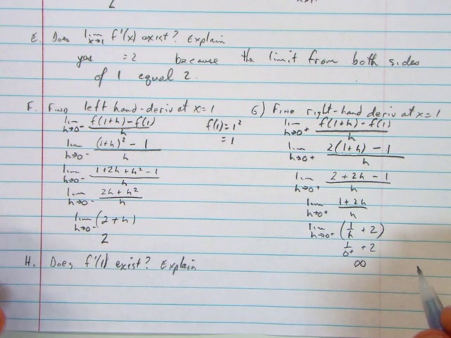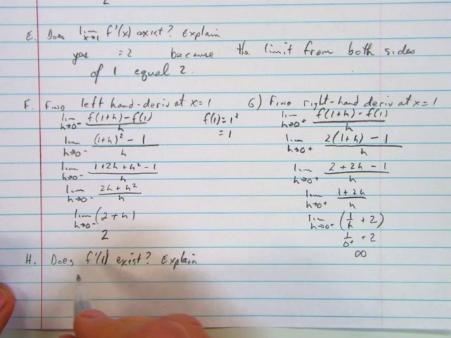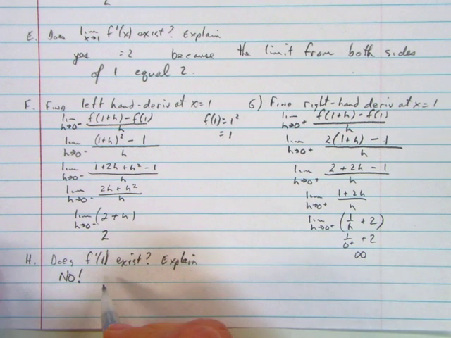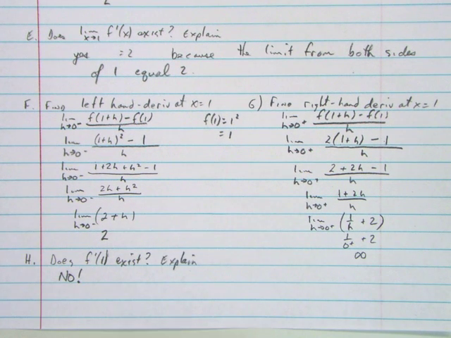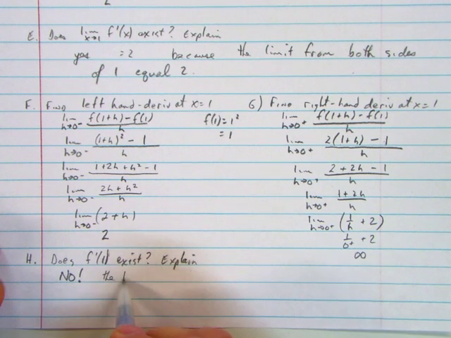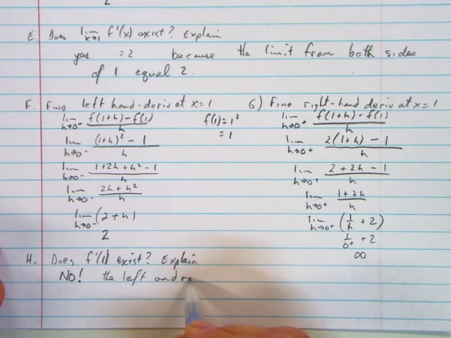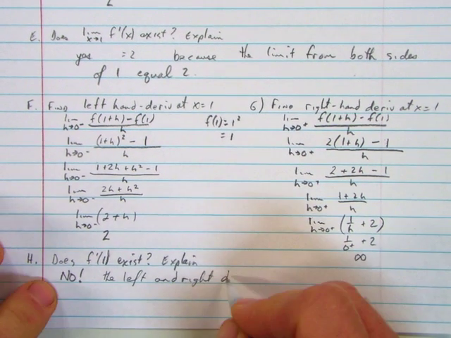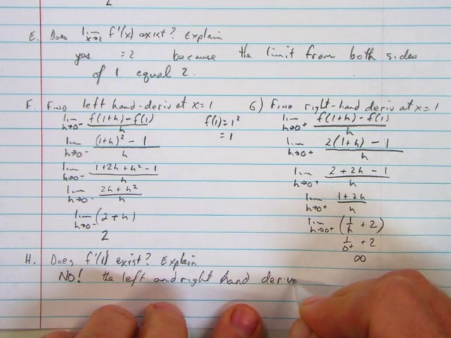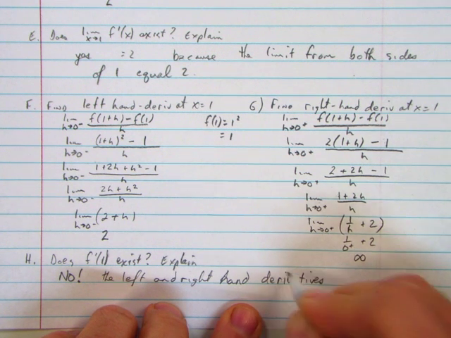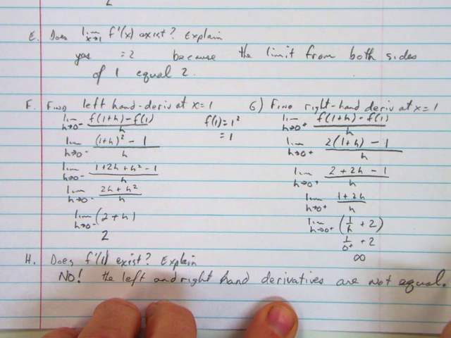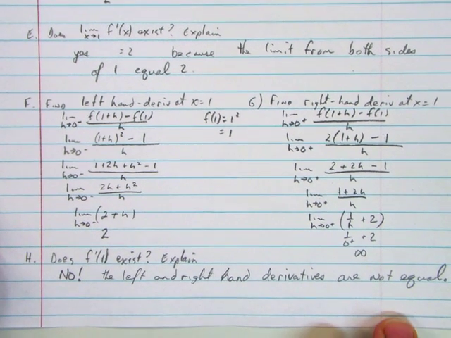Now the question says, does f prime of 1 exist? A resounding no. Why? Let's look at what's going on. First, the simple reason for why is the left and right hand derivatives are not equal. That's the simple reason.